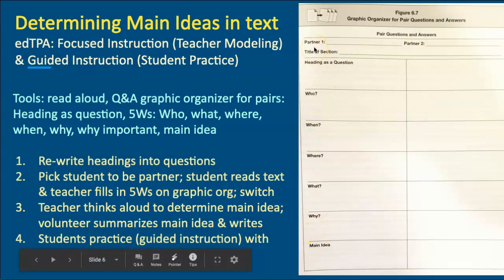So the teacher could pick a student to be a partner, and the student would read the text, and the teacher would fill in these 5 W's on the graphic organizer. And then they would switch so that the teacher would read the text and the student would continue to fill out this chart. Obviously there's more than one who almost always. And the what, these are all interpretive questions, so there won't be one right answer, there'll probably be several answers. And then they write the main ideas down at the bottom here.